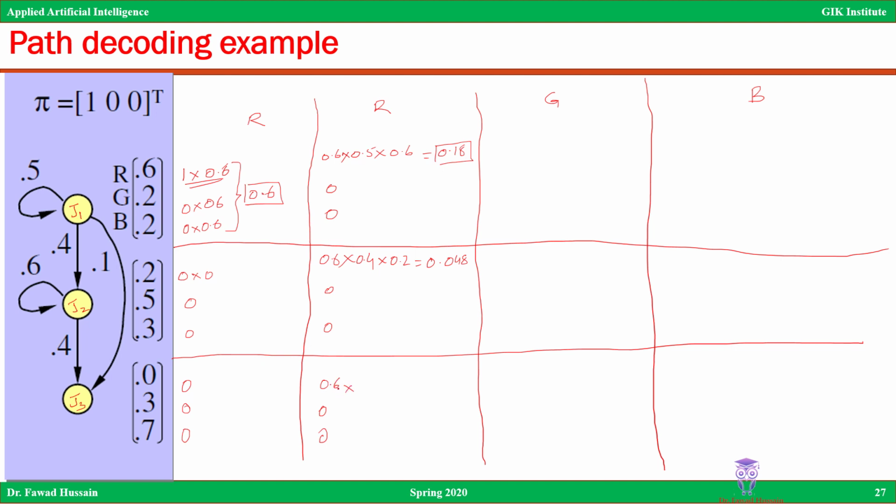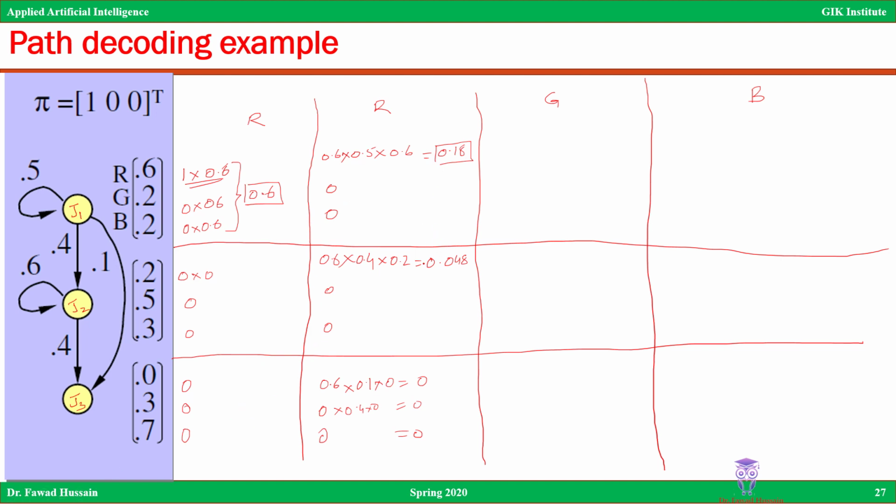I could have come from here to here, but that would be 0.6 multiplied by 0.1. So from jar 1 to jar 3, this is 0.1, and then selecting a red. So what's the probability of red? It is 0. So multiplied by 0, this gives me 0. This is 0, so it could have been 0 multiplied by 0.4 multiplied by 0. There is no point in all these calculations.